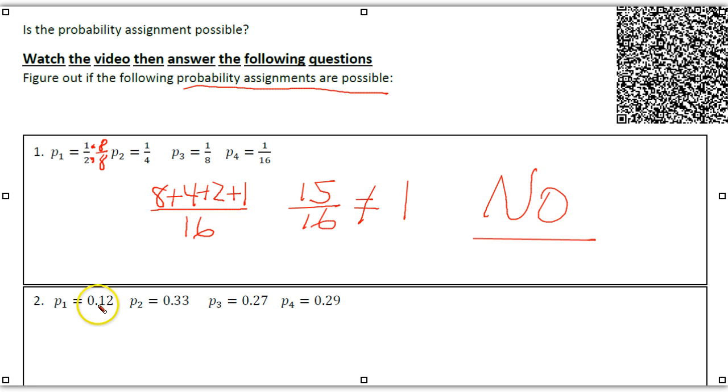Now here again, you just add these up and you get 1.01. Does that equal 1? No. So this is a no.